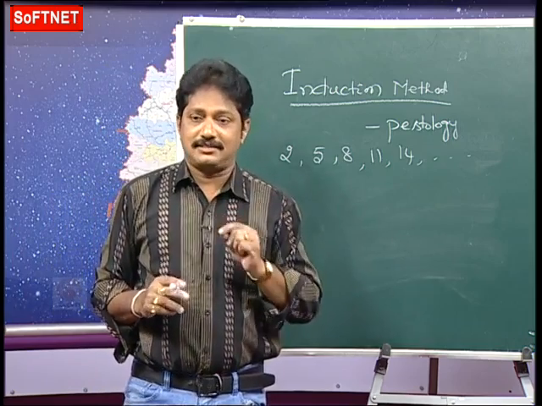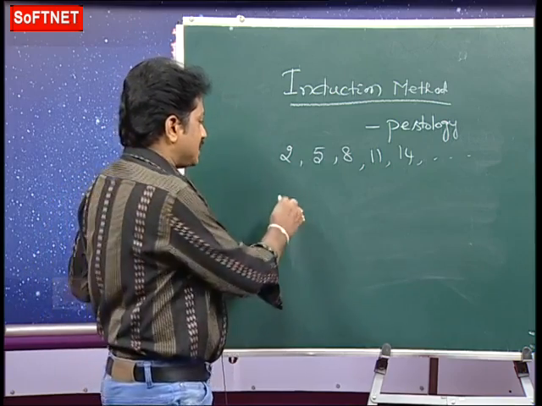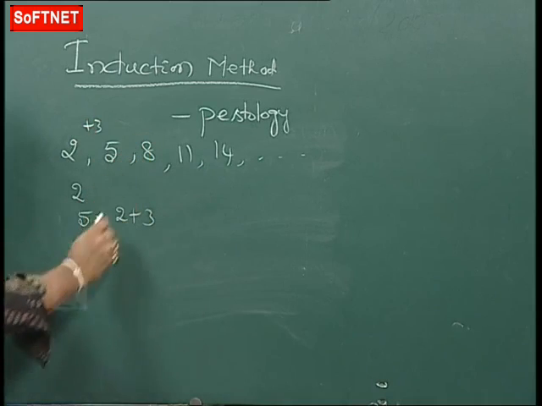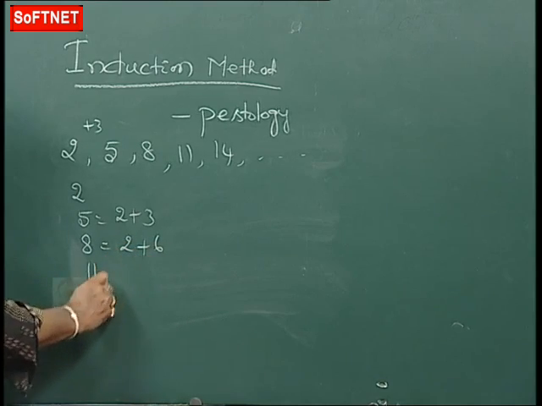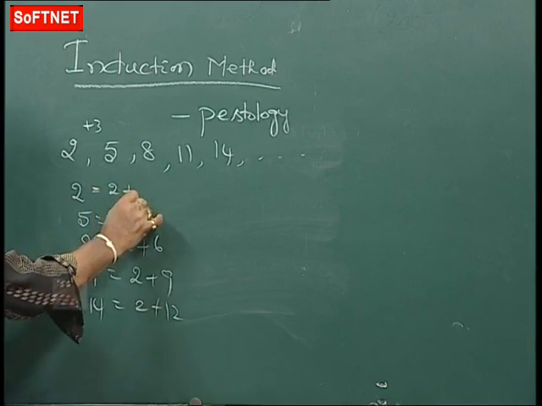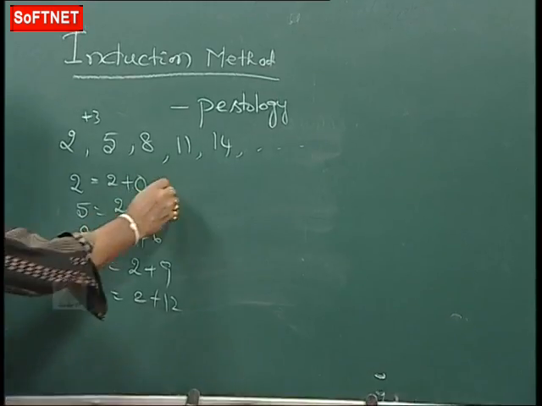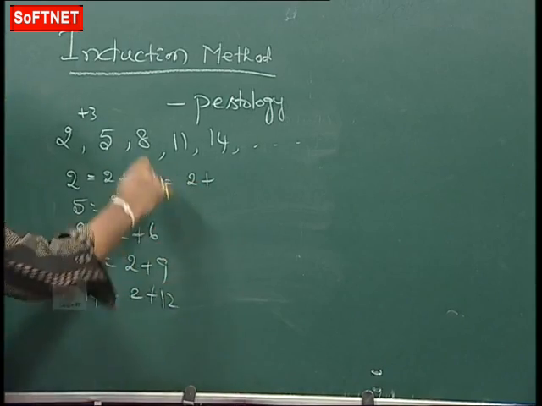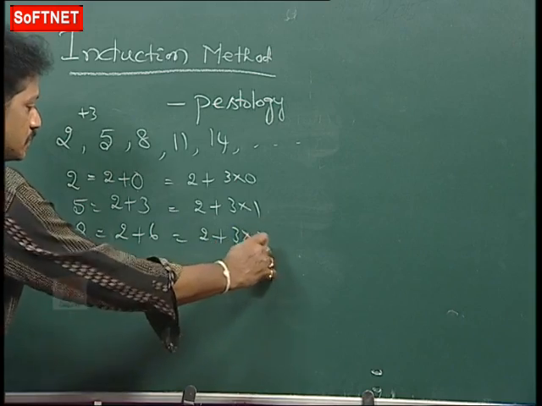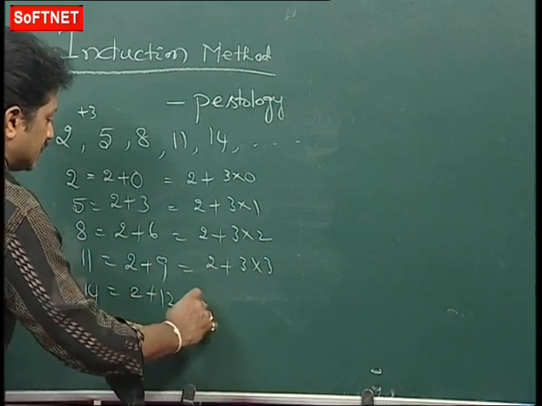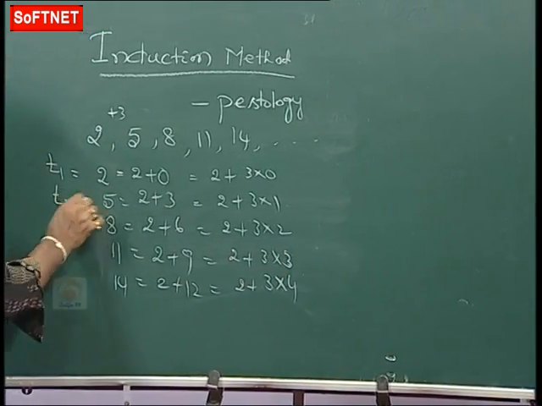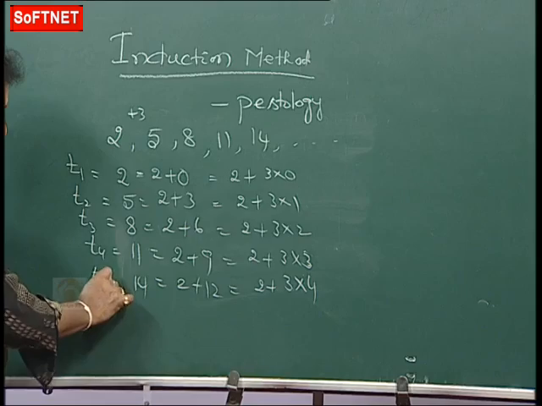But if they observe the patterns, which is a part of the induction method, just observe. I am writing this 2 as 2, 5 as increased by 3 units, so it is 2 plus 3, 8 is 2 plus 6, 11 is 2 plus 9, and 14 is 2 plus 12. Now I am writing the first as 2 plus 0. When you add 0, nothing will happen. Am I correct? Now I am taking the same one. This is 2. I am taking the table of 3: 3 zeros, 2 plus 3 ones, 2 plus 3 twos, 2 plus 3 threes, and 2 plus 3 fours. Now I am calling these T1, term 1, term 2, term 3, term 4, term 5.